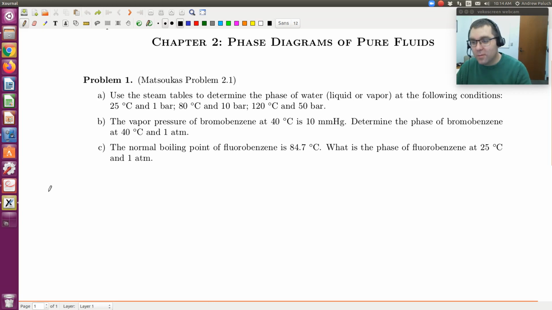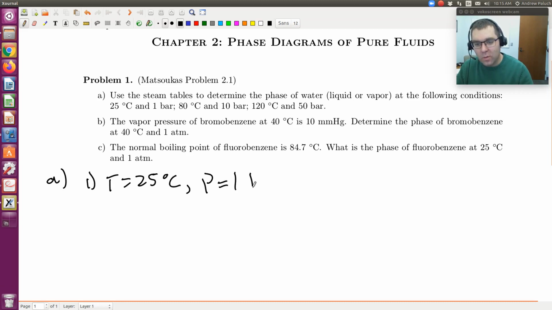Let's start with part A. Use the steam tables to determine the phase of water, liquid or vapor, at the following conditions: 25 degrees C and 1 bar, 80 degrees C and 10 bar, and 120 degrees C and 50 bar. Let me call this part 1. Our temperature is 25 degrees C, and our pressure is 1 bar.